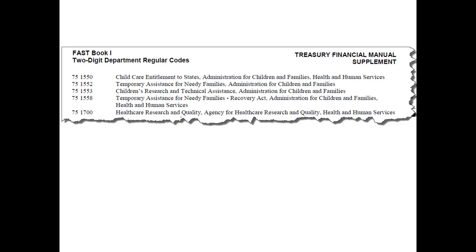We find this Healthcare Research and Quality account in the Agency for Healthcare Research and Quality Bureau within the Department of Health and Human Services in the FAST book. Let's take the symbol apart.